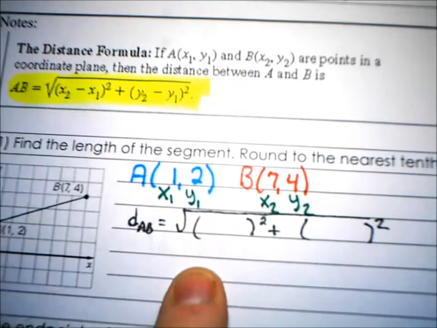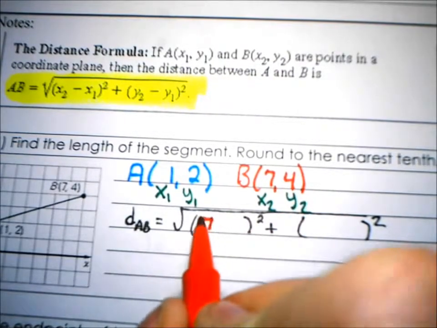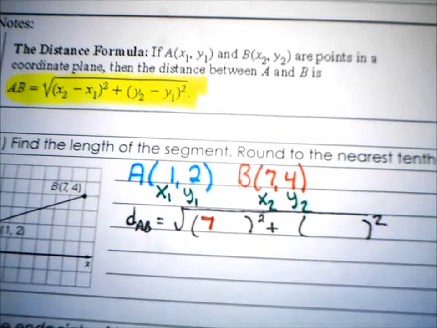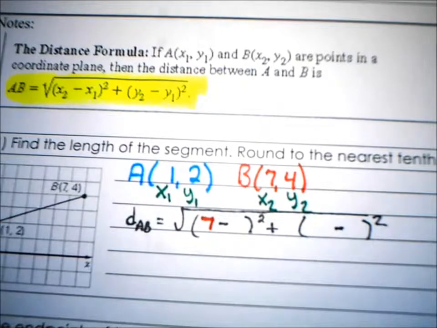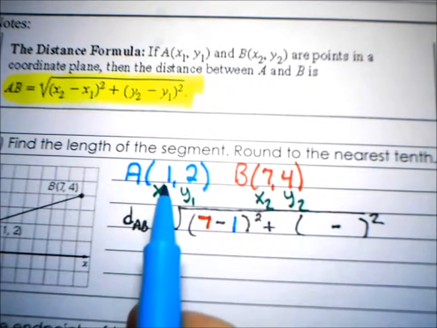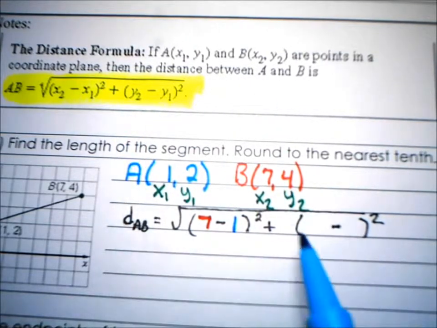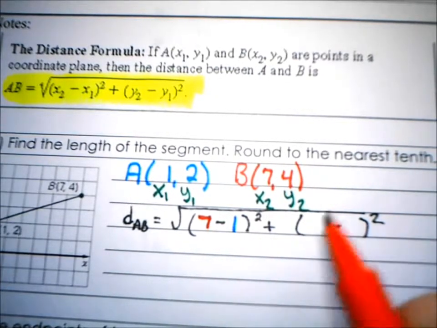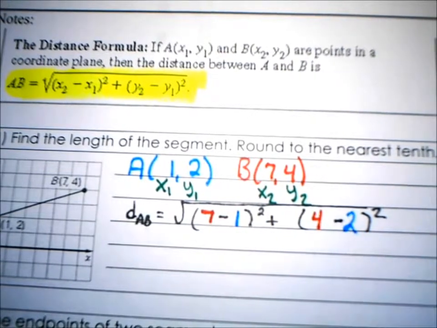And my formula says I want x2 minus x1. If I look at my values, x2 is a 7. Then I have a minus the x1. Minus was a part of the original problem, so I'm going to put minuses in my parentheses, I forgot to put. So I have the 7 minus the 1, which is coming from x1. And then the y values, it says up here I have y2 minus y1. So y2 is 4 minus y1, that is the number 2.